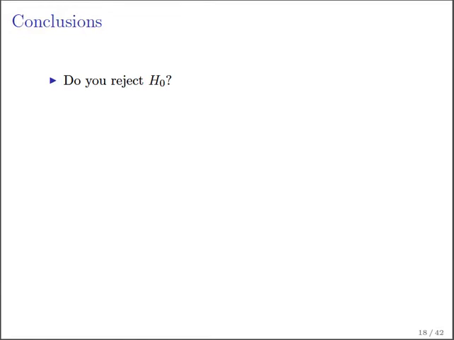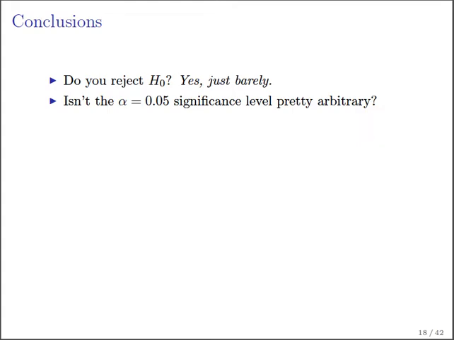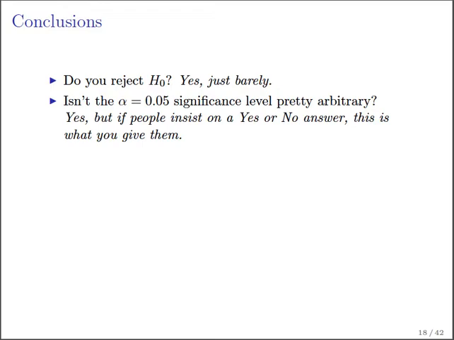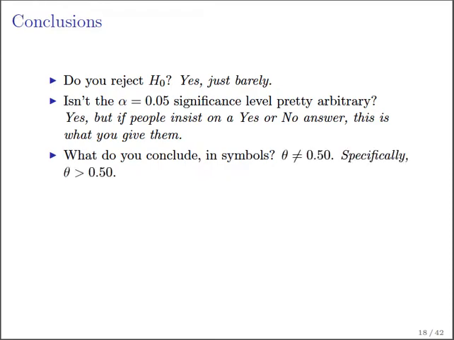Conclusions: do you reject the null hypothesis? Yeah, but just barely. Isn't the alpha equals 0.05 significance level pretty arbitrary? Yeah, but if people insist on a yes or no answer, that's what you give them. What do you conclude in symbols? Theta is not equal to 0.5. Specifically, theta is bigger than 0.5.